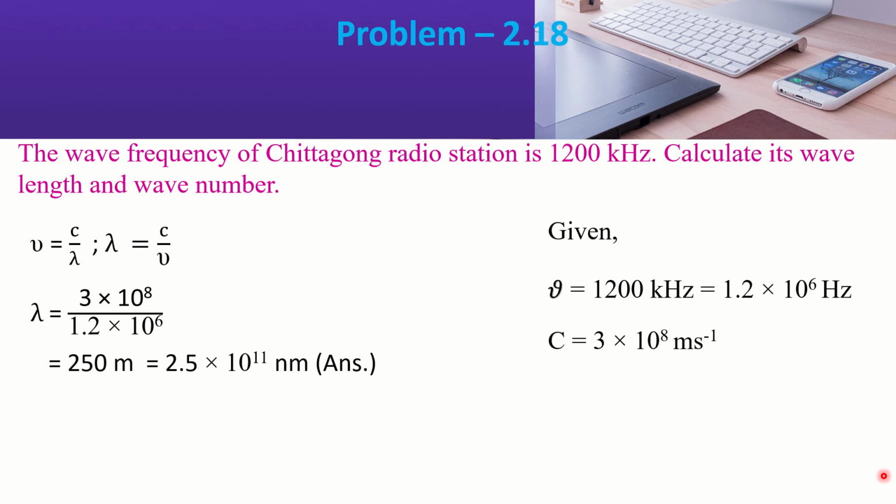And another one, that is wave number. Wave number is denoted by nu bar, and wave number equals 1 by lambda. That means nu bar equals 1 by lambda. Lambda you got is 250 meter. So wave number equals 4 × 10^-3 meter inverse. This is our required answer.